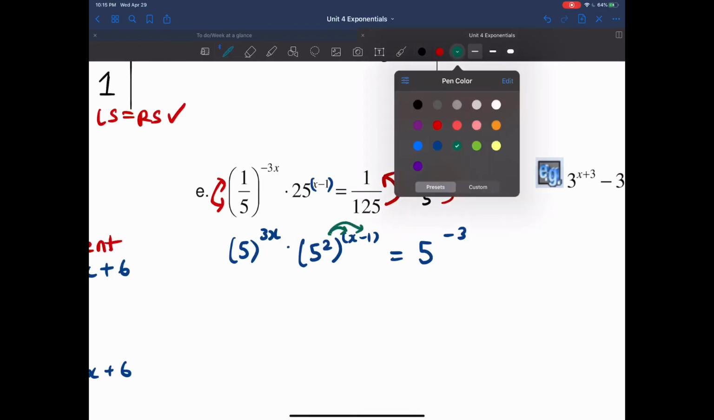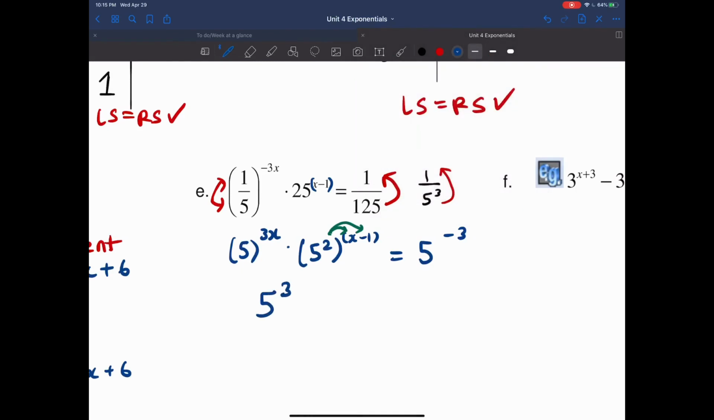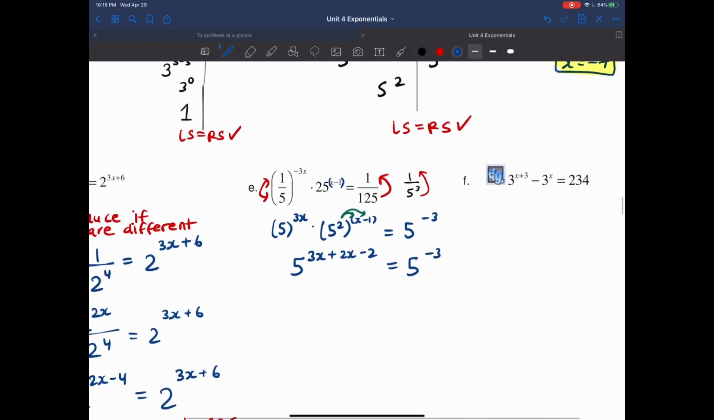And so I will have 5 to the exponent 3x. That's the first part. Based on product law, I am going to add the second part in. So I really have 2x, because 2 times x is 2x. And then 2 times negative 1 is negative 2. And then I have 5 to the negative 3 on the right side. So I'm going to simplify the exponent. So I get 5 to the exponent 5x minus 2 is equal to 5 to the negative 3.